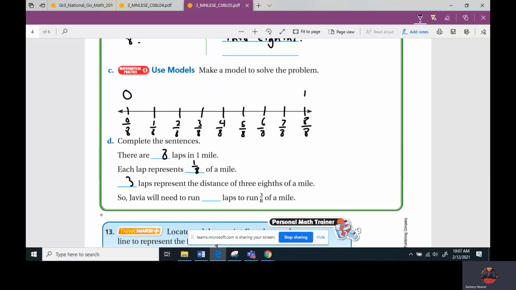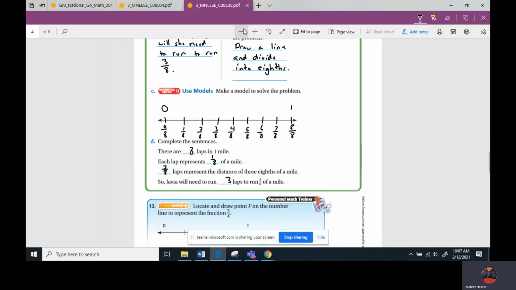So Javia will need to run 3 laps, or 3/8, which represents the distance of 3/8 of a mile. So Javia needs to run 3 laps to run 3/8. She needs to run 6 laps to run 6/8. Give you a second to copy that down.